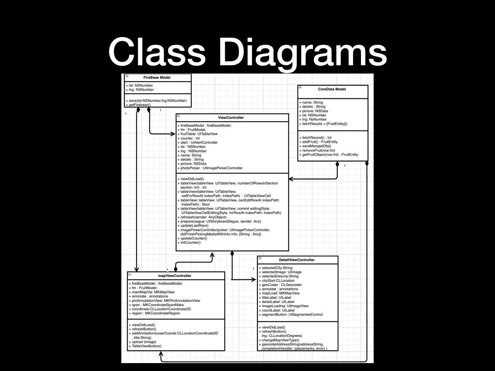MK map view will have only one specific pin compared to the map view controller, which will have all the pins of all the created user data. So with detail view, there's only one individual pin marking the individual city. And you're able to go back to the table view from the detail view controller. And from the detail view controller, you can also go back to the map view controller.